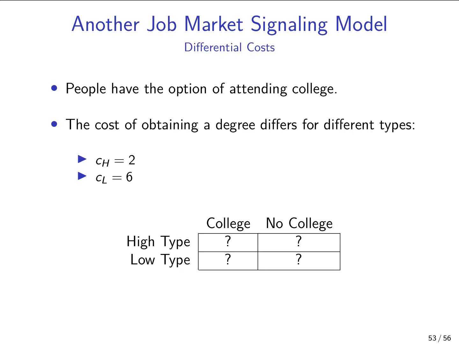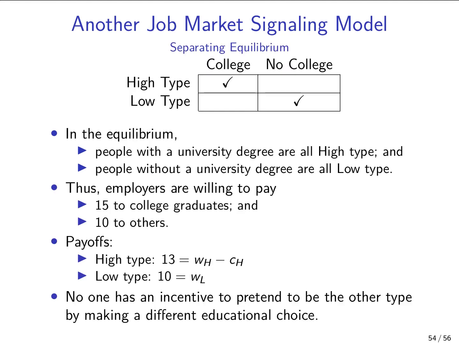And so people have the option of going to university or not. The cost of going to university differs for different types. Again, the high type has a lower cost at 2, and the low type has a higher cost at 6. The question is whether they would go to university or not. Again, in this setting, we have a separating equilibrium. High type would go to university, low type would not go to university.